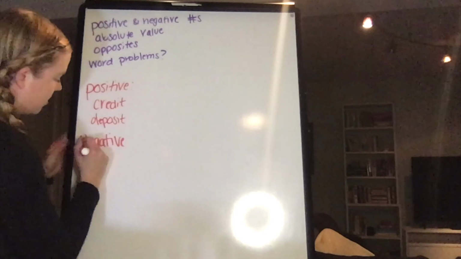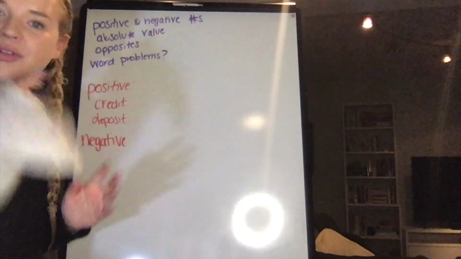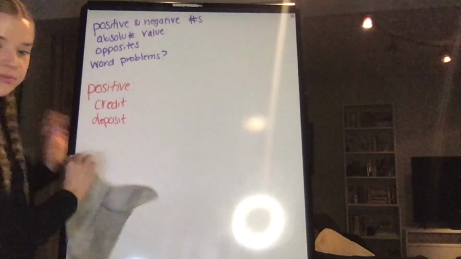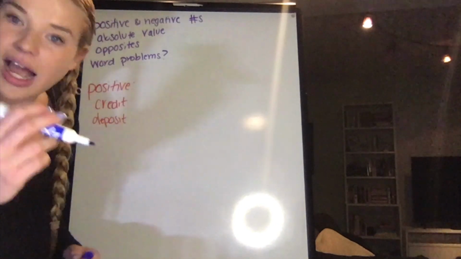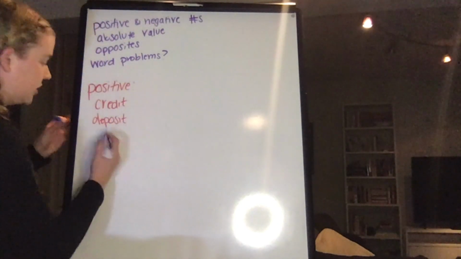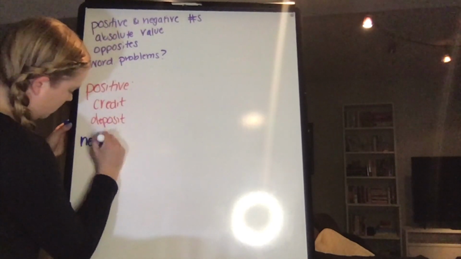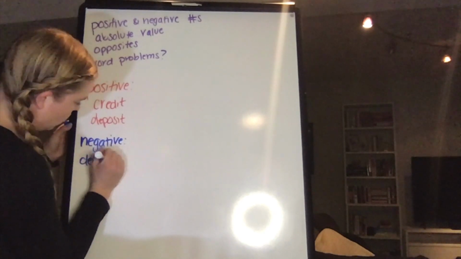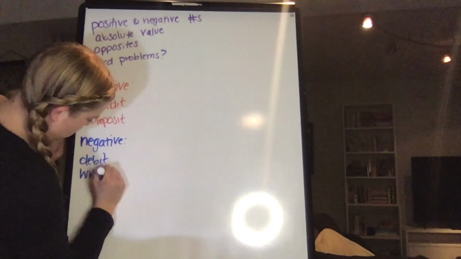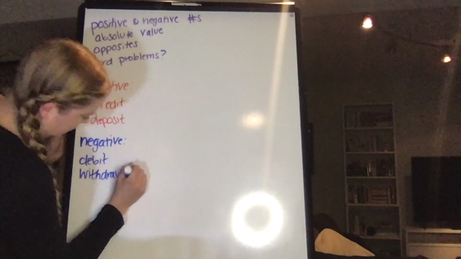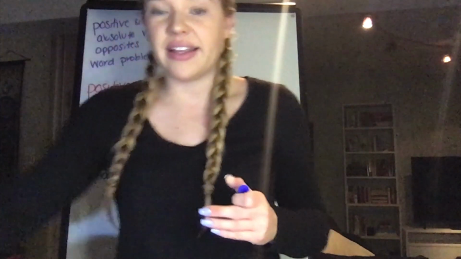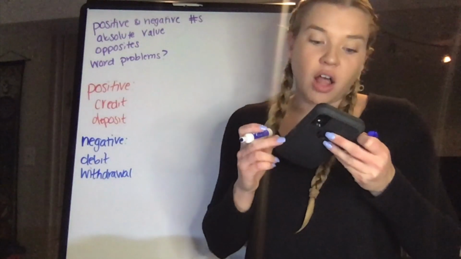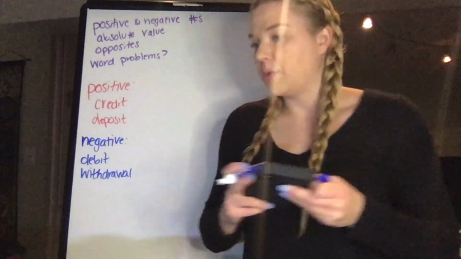Okay, so negative numbers. I'm doing a different color. Words that represent negative. I'm all over the place. I apologize. Negative would be debit or withdrawal. That's a funny looking word. I don't know if I spelled that right. Let me check. Siri, withdrawal. Yeah, I did. We're good.